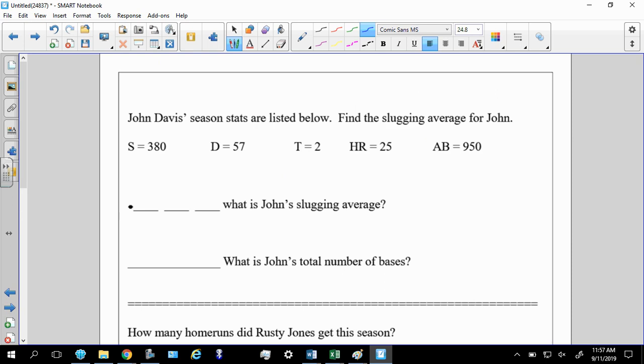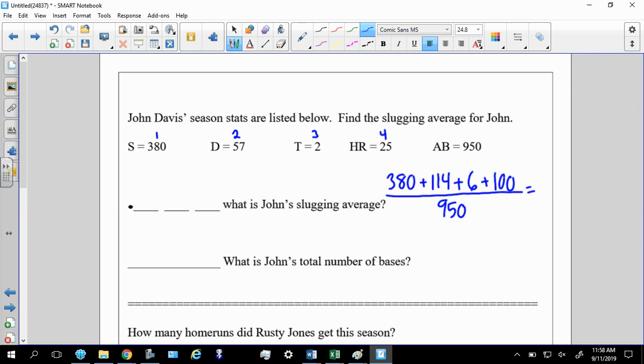All right, John Davis's season stats are listed below. Find the slugging average for John. So if you remember, when we do this, I will give you the formula. I'm kind of struggling right now. All right, doubles times 2, triples times 3, home runs times 4. I'm just going to go ahead and multiply and put this in a problem. 380 plus, let's see, 57 times 2, that's 114, plus 6, because 3 times 2 is 6, plus 100, all over 950.